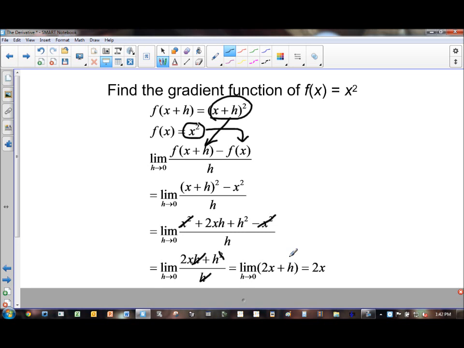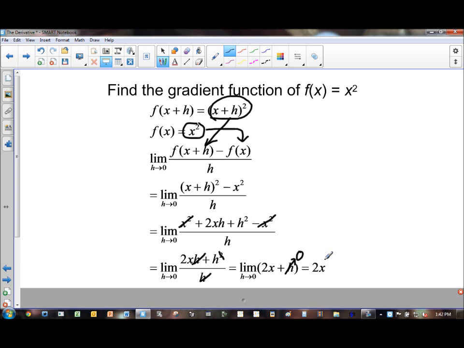Now, for the first time, I'm in a situation where I can plug 0 in for h. Before that, I couldn't without getting 0 over 0. But now, for the first time, I can. So once I'm able to replace h with 0, I do that. And what do I get?